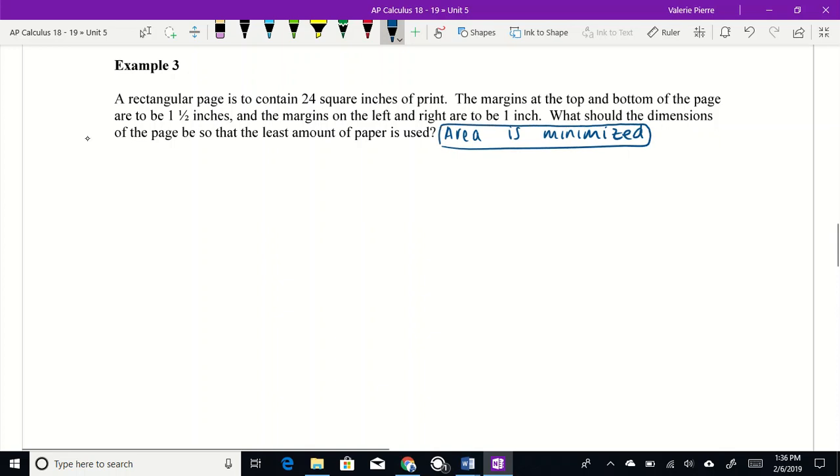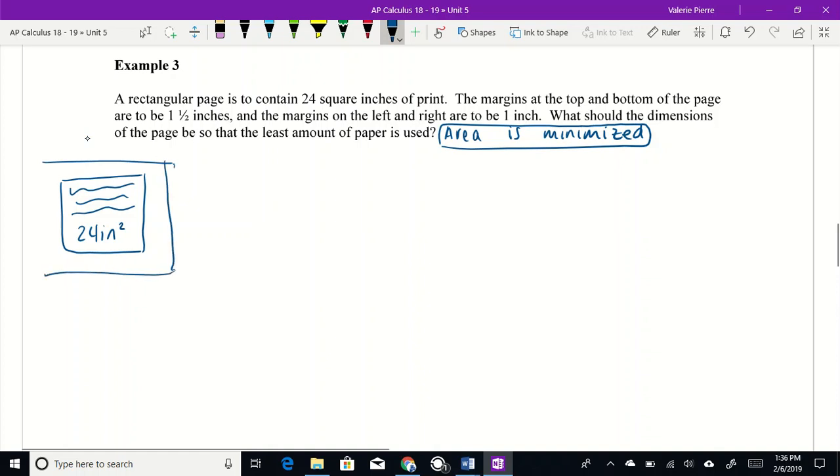So let's sketch what this problem looks like. So we have text that takes up 24 inches squared. And that text is going to be on a sheet of paper where the margin on the left and the right is 1 inch. And the margin on the top and the bottom is 1.5 inches.